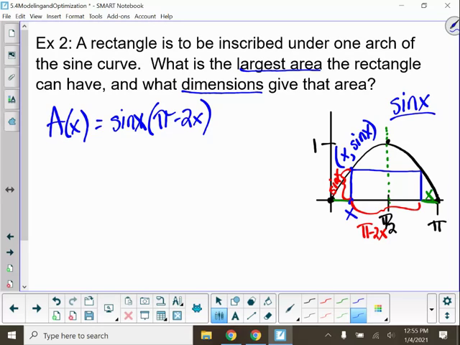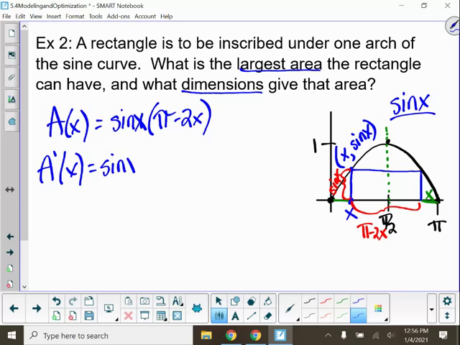So this is going to be my formula. It is, the area is sine of x times the quantity pi minus 2x. Now with this one, I would not suggest distributing the sine of x because you're still going to get sine of x times negative 2x for the second term. It's still going to require you to do the product rule to take the derivative. So you might as well just leave it like it is and then go ahead and let's derive this.